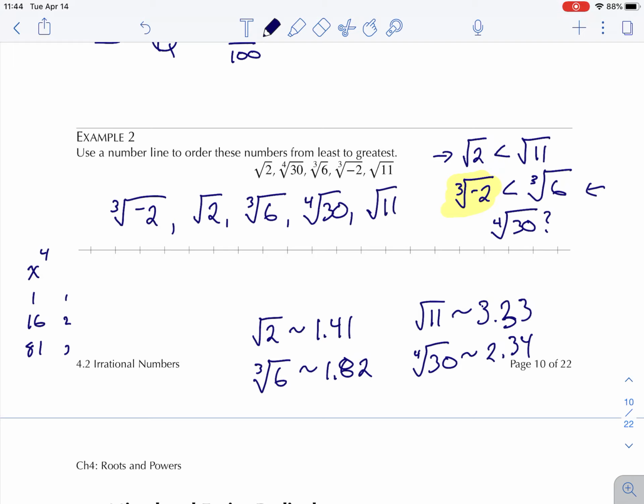It's very easy to compare numbers when they have the same index because you can just look at the radicand and see which radicand is larger and smaller. When they have different indices, you're going to have to look at decimal approximations in order to determine which ones are larger or smaller.